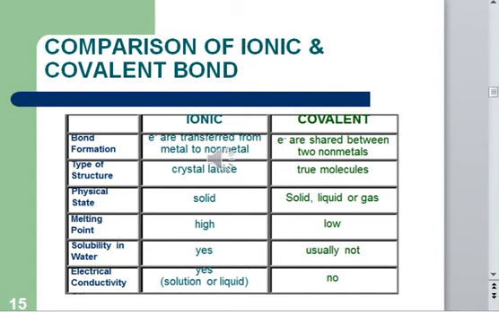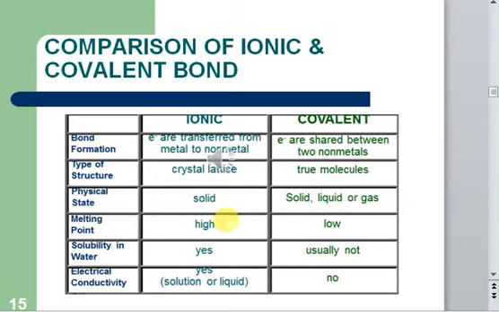So let's just compare the ionic bond and a covalent bond. For a summary, ionic bonds are formed by transfer of electrons from a metal to a non-metal, while covalent compounds involve sharing of electrons between two non-metals. Ionic compounds always form a crystal lattice, while covalent compounds always form true molecules. Ionic compounds are always solid, while covalent compounds can be solid, liquid, or gases.